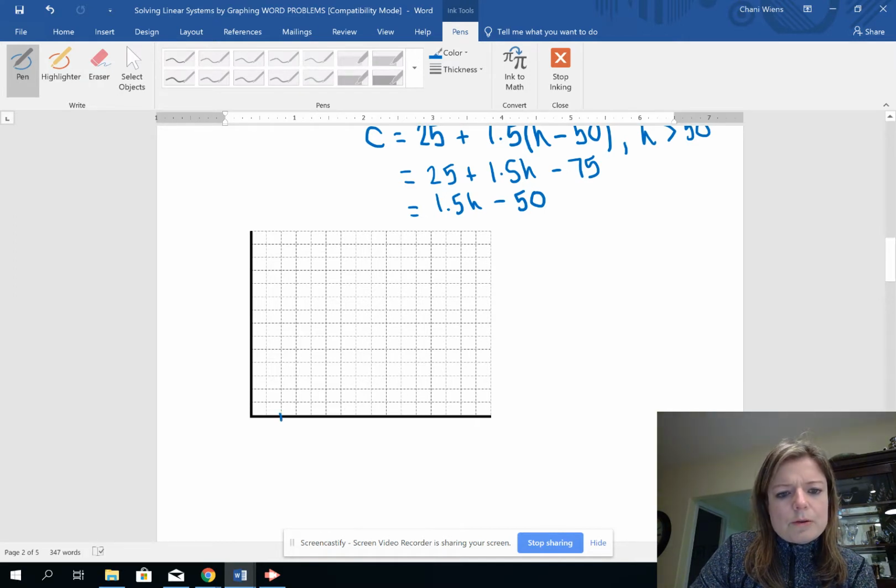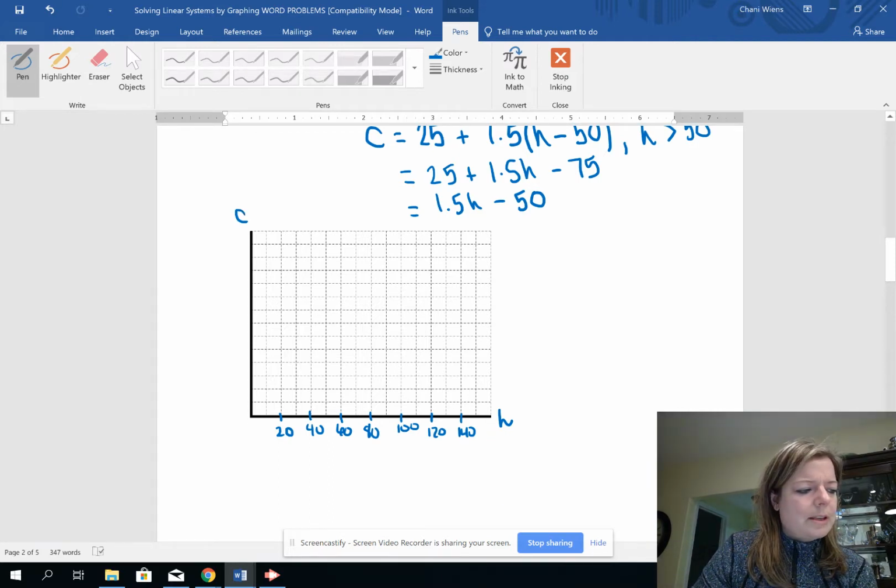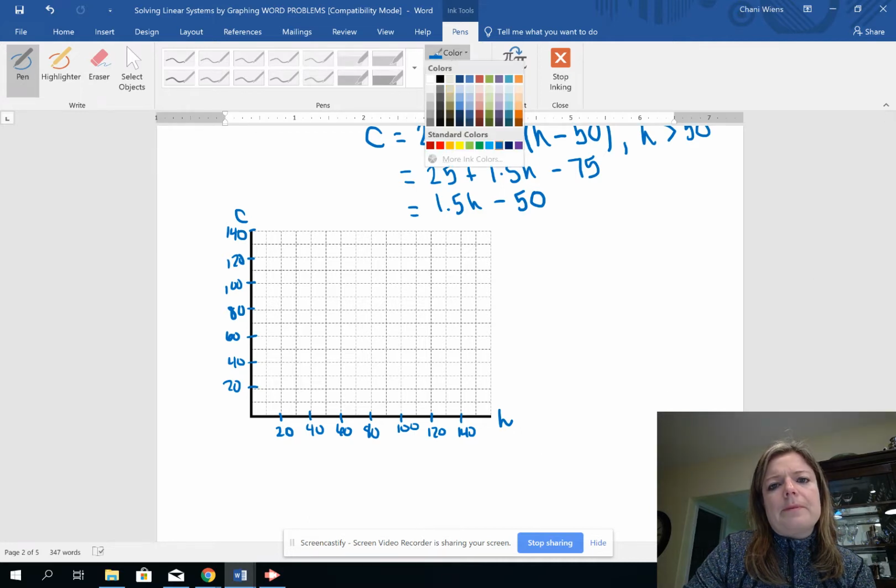So it's 10, 20, 30, 40, 50, 60, 70, 80, 90, 100, 120, and then 140. Okay, so this is hours. And then for cost, I also went up by 10s. So 10, 20, 40, 60, 80, 100, 120, 140.